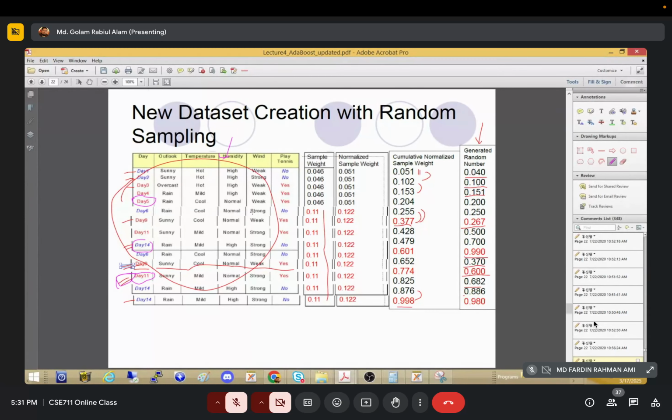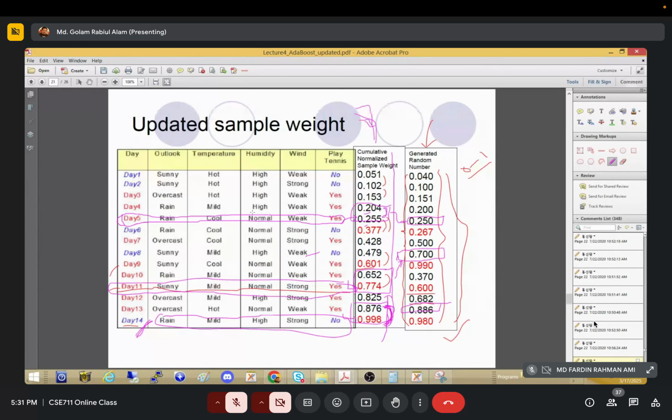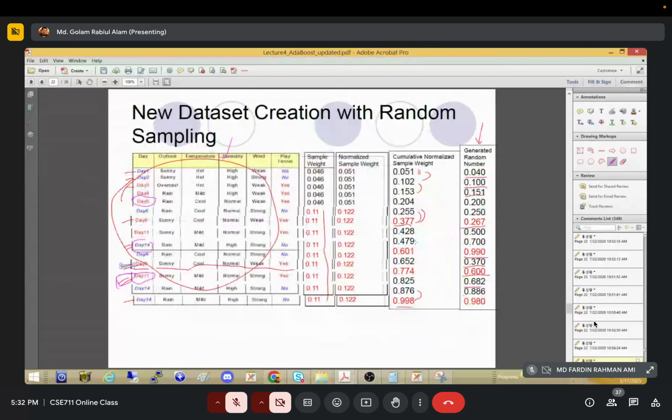And in our new dataset, we will also have 14 instances, because we have generated 14 random numbers, and for each random number we will get just one instance in our new dataset. But if you check the properties of the new dataset, you will find that some of the instances are not copied from our original dataset. Some of the instances are not copied.